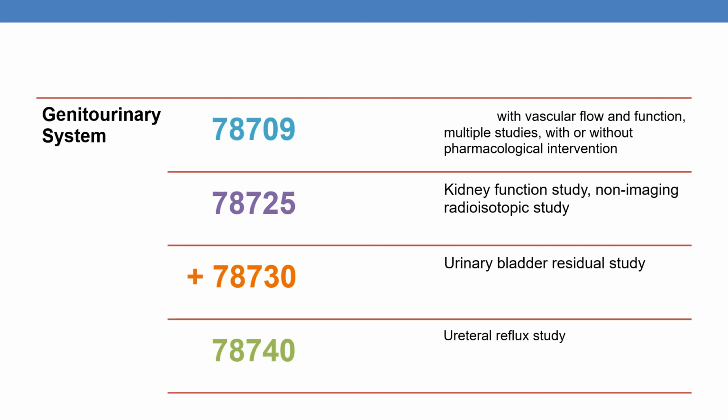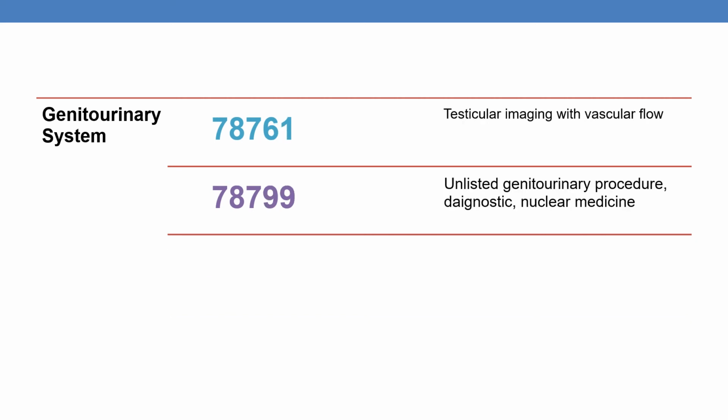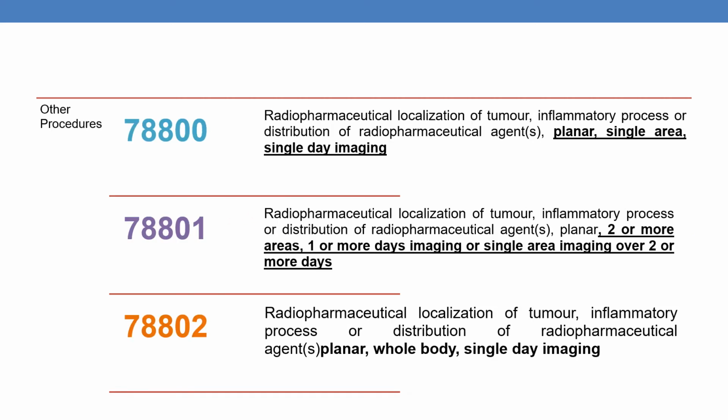The next CPT is 78761, which is nothing but testicular imaging with vascular flow. The next is the unlisted genitourinary procedure, diagnostic nuclear medicine. The CPT is 78799. Now coming to other procedures in nuclear medicine.